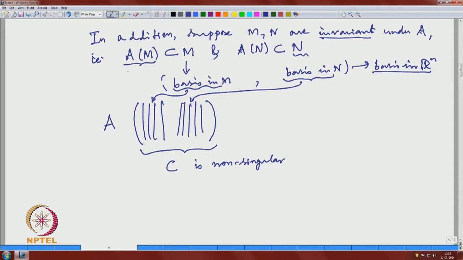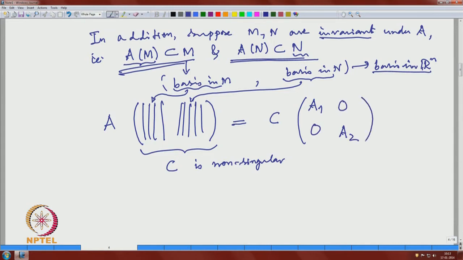And by this assumption that M and N are invariant under A, you can easily check that this is just A1, A2. So, this sub matrix corresponds to M and this corresponds to N. Because if I act A on these basis elements which are in M, the result is again back in M. So, each action is a linear combination of vectors of these, and that is expressed like that.